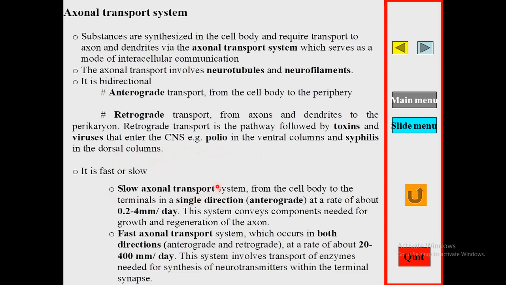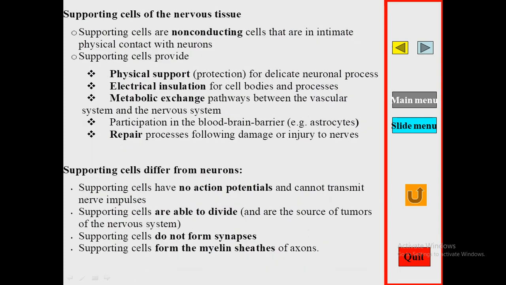On the other hand, the axonal transport system is divided into slow axonal transport system with low velocity and fast axonal transport system. Slow axonal transport only travels in a single direction, which is anterograde, while the fast axonal transport system is of high velocity and goes anterograde and retrograde, which means in both directions. And usually this is the way of transporting the neurotransmitters.